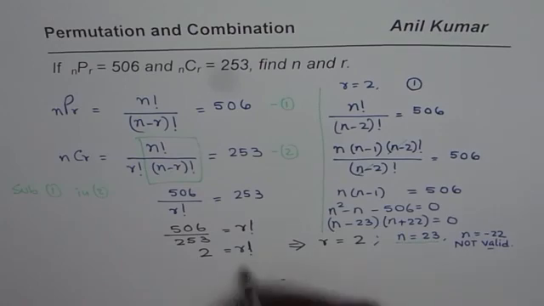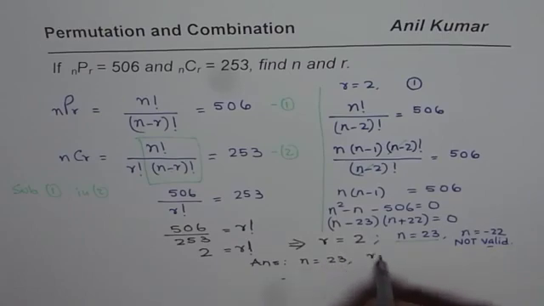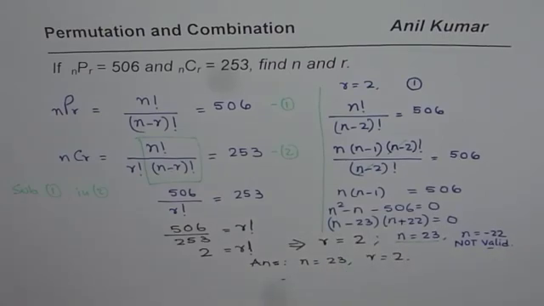So now we can write down our solution. That is, the value of n is 23 and that of r is 2. I'd like you to go through these steps and understand the method of solving such questions. That should help you in your test.